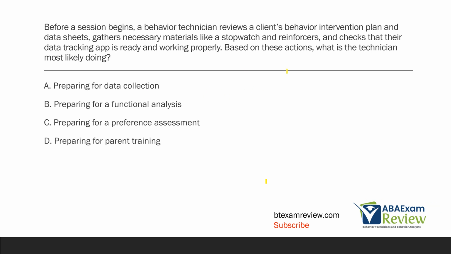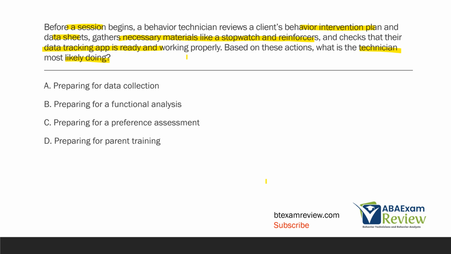Very straightforward question, right? It is ripped straight from our task list. We want to know what the technician is doing. Well, this technician before session reviews the plan and data sheets. They gather necessary data collection materials, stopwatches, and reinforcement, and check that their data tracking app is ready and working properly.